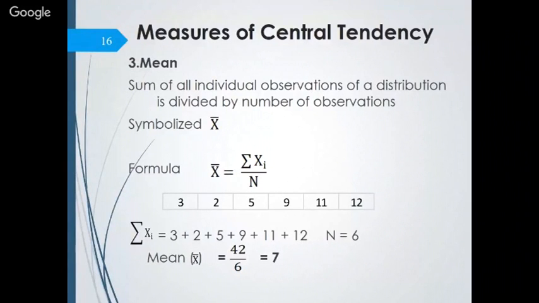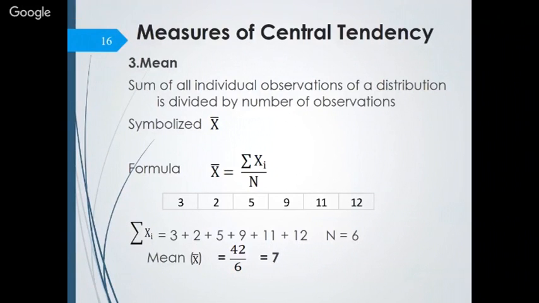That we will get 42, and the total number of observations is 6. That is, x bar is equal to 42 divided by 6, that is 7. So we got the mean as 7. Here the main merit or demerit is that it is affected by extreme values.